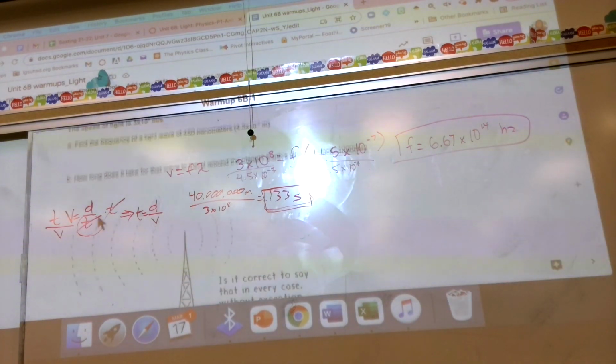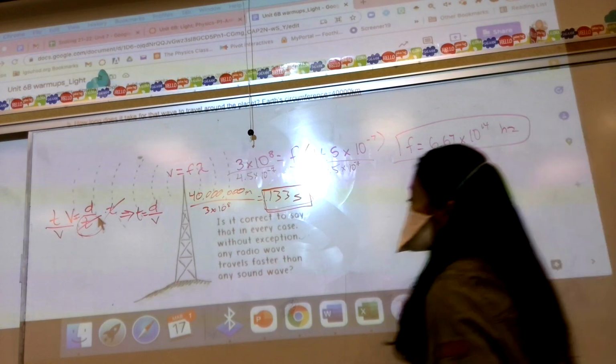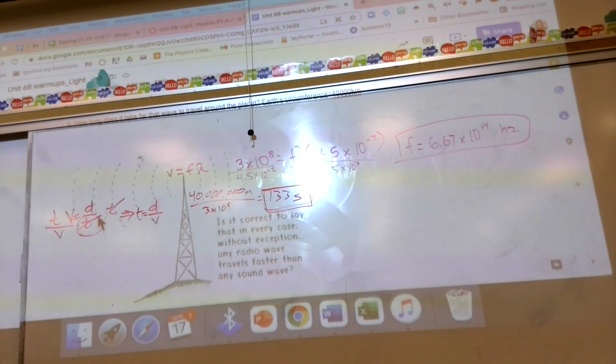Okay. What's the next one? It says, is it correct to say that in every case, without exception, any radio wave travels faster than any sound wave? So, did you learn about radio waves in the videos that you watched for homework? Was that included a little bit?